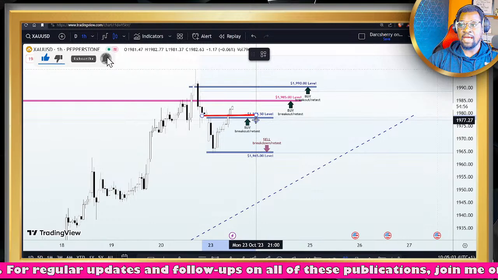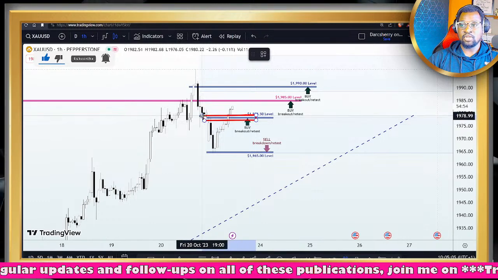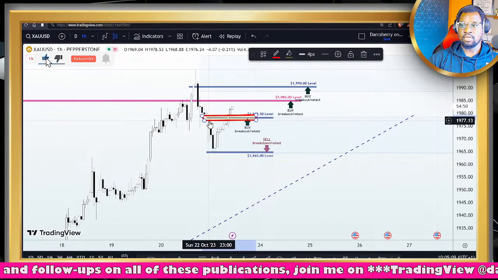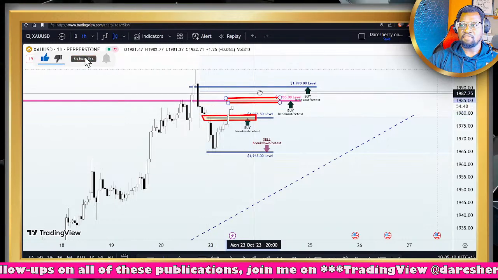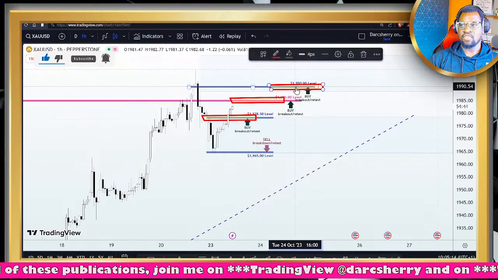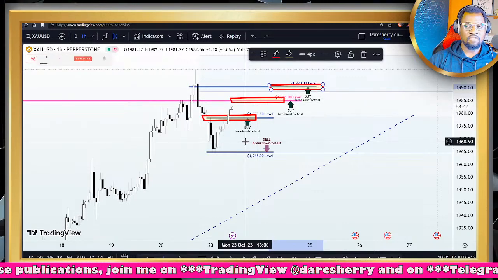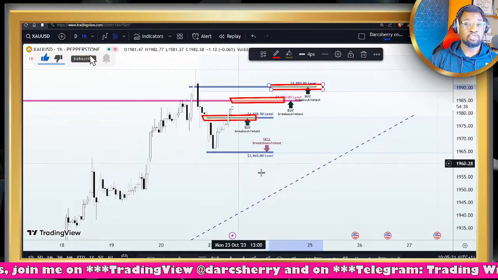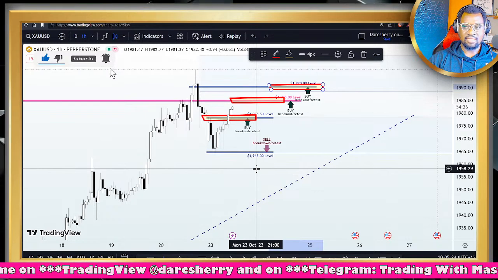So let's see how this will play out. We are looking at more opportunities at the breakout of the key level at 1,985. We're also looking out for more opportunities at the breakout of the 1,900. Let's see if this is going to happen, and if it doesn't, let's look out for selling opportunities below the 1,965.